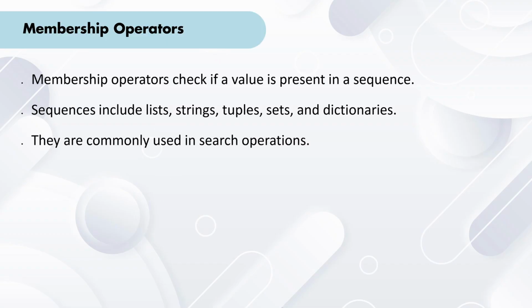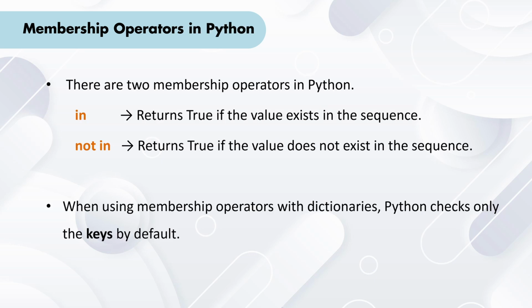Understanding membership and identity operators is essential. Membership operators check whether a value exists in a sequence, such as a list, string, or tuple. We'll discuss lists and tuples in detail later in this course. There are two membership operators in Python: in and not in. The in operator returns true if the value exists in the sequence. The not in operator returns true if the value does not exist in the sequence.